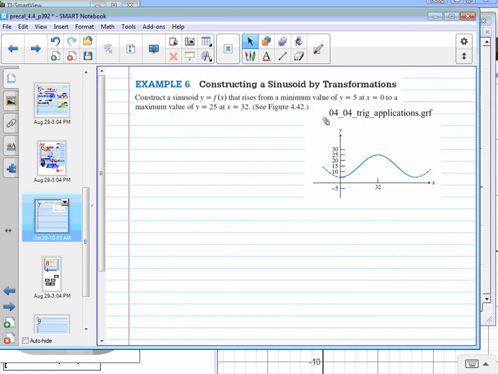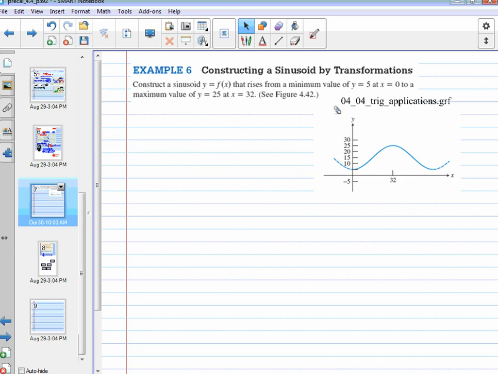Constructing sinusoids. We're doing the same thing again here. Construct a sinusoid, y equals f of x. In other words, write the function. They want it to rise from a minimum value of y equals -5 at x equals 0. Rise from a minimum of 5 to a maximum of 25 when we get to 32. To a maximum of 25 when we get to 32. All right?